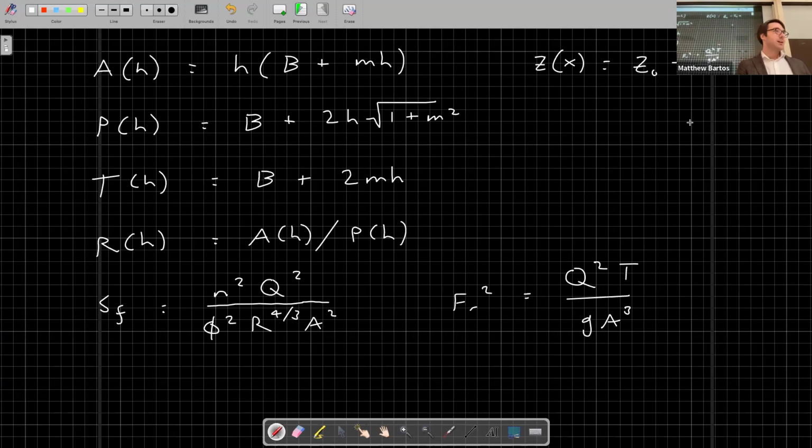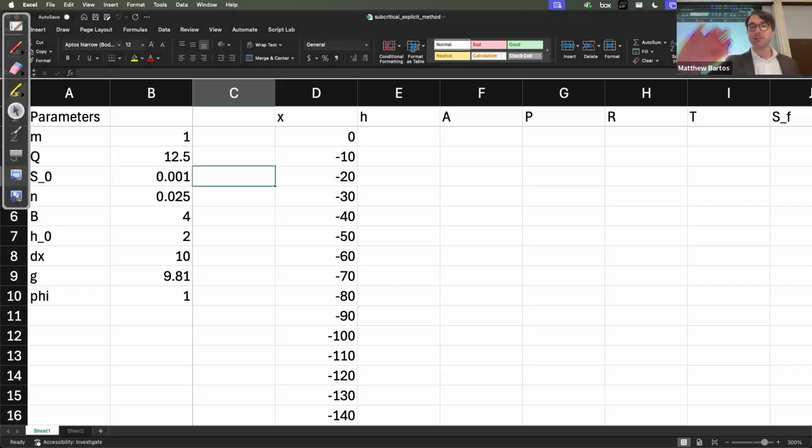So with that, we should have everything we need. What I'm going to do is open up Excel and show how we can compute this full water surface profile. Just a few things before I get started. All of our parameters are over here on the left. We have all of our geometry parameters, the discharge, and the depth at the downstream boundary.